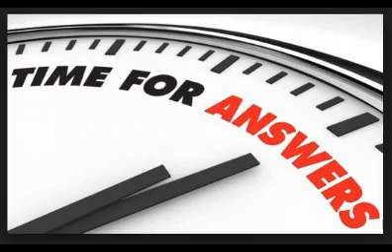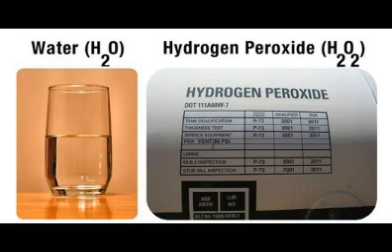Question: sometimes the same elements combine in different ratios. How can this happen if a compound always consists of the same elements in the same ratio? Answer: if the same elements combine in different ratios, they form different compounds. Same elements, different compounds.